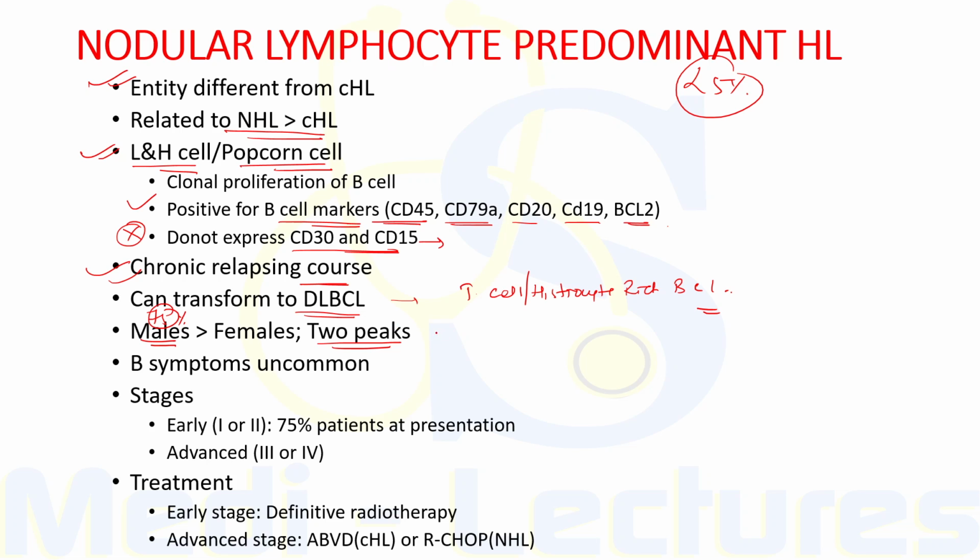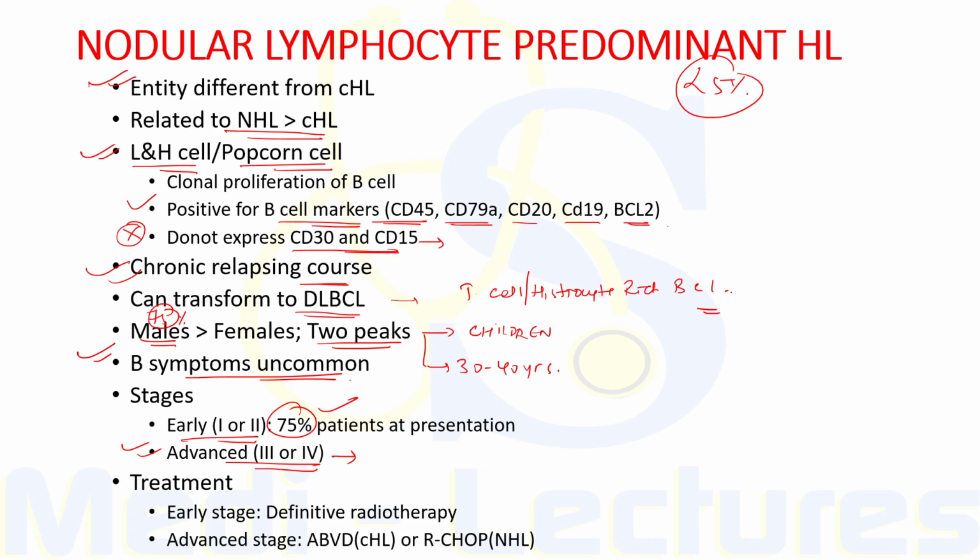Similar to classic Hodgkin's lymphoma, this disease also has two peaks, but the age of peaks is different. The first peak is in children and the second peak is in adults between 30 to 40 years of age. In contrast to classic Hodgkin's lymphoma, B symptoms are uncommon and the majority of patients are in early stage, that is stage 1 or 2 of disease, that is 75% of the patients, and only 25% of patients are in advanced stage disease at the time of diagnosis.